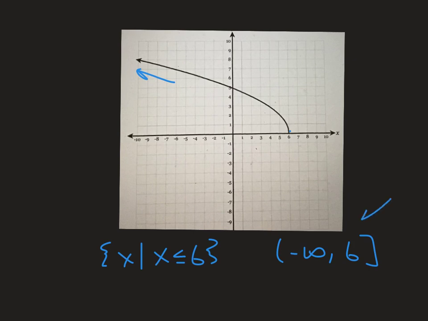When you write your domain this way, make sure you're going left to right. That's why I put the negative infinity first, the 6 second, left to right. You got to write it left to right. Let me show you one more.